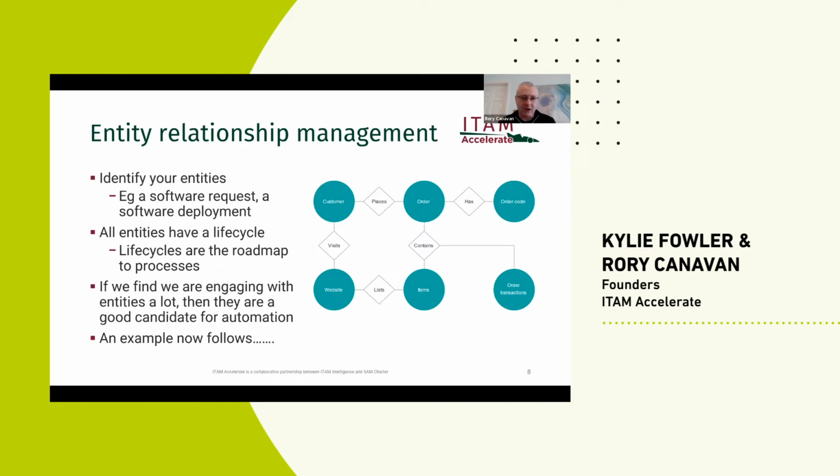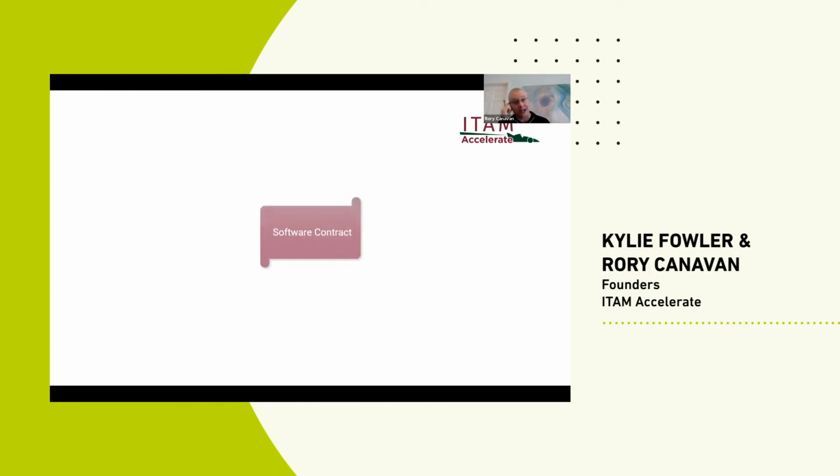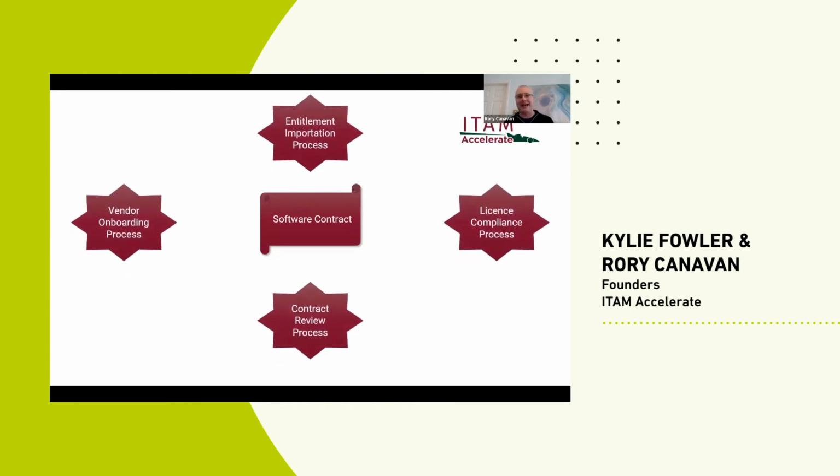So we've got an example following up shortly. We've taken a software contract. Like any entity, it has a basic life cycle of birth, amendment, and death, or retirement, or however you want to look at it. If we start on the left-hand side, how does a contract actually enter into the organization? It can come through the vendor onboarding activity, so making sure that we understand the terms and conditions within a contract, and also which software titles that contract actually governs.